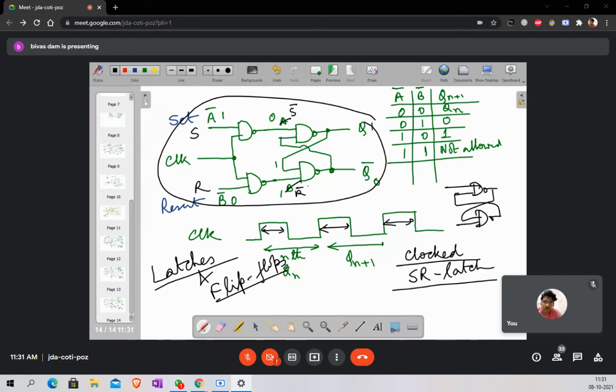What is the case in a flip-flop? The outputs are edge sensitive with respect to the clock. That edge sensitivity may be at the rising edges or at the falling edges. So in the case of a flip-flop, the outputs are edge sensitive with respect to the clock active edges. But in the case of a clock latch, the outputs are level sensitive with respect to the clock signal.